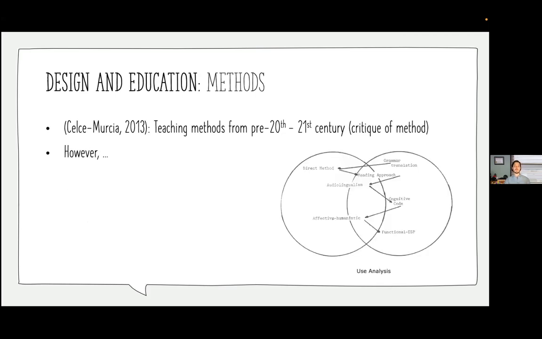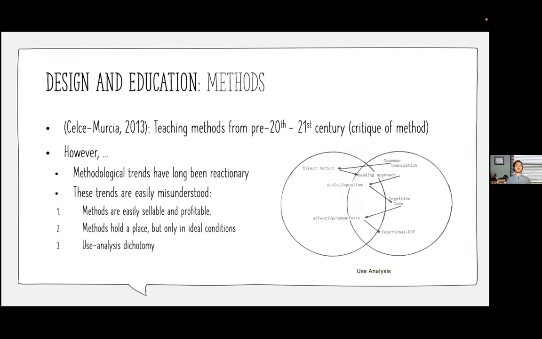However, in this critique of methods, the researchers are saying methodological trends have long been reactionary, easily misunderstood. So under three kind of points, methods are easily sellable and profitable, as we can make plenty of money selling books. Methods hold a place, but only in ideal conditions a lot of times. And we have a use analysis dichotomy. So this is the underpinnings, kind of the approach underlying your method. Is it for the analysis of language, teaching the analysis, or teaching the use of language? And you can see it bounces around quite a lot.